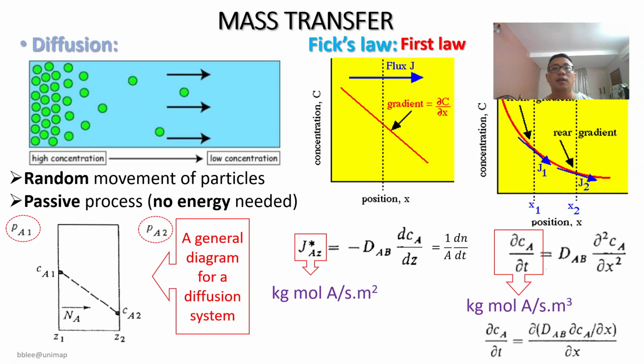Okay, then we learn mass transfer. We know the definition of diffusion. Diffusion happens only when we have a concentration gradient. The molecules, substances, or particles will move from the higher concentration area to the lower concentration area. Okay, it's a passive process where no energy is needed to move the particles from high concentration to low concentration.